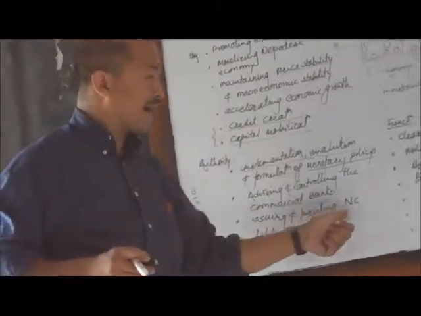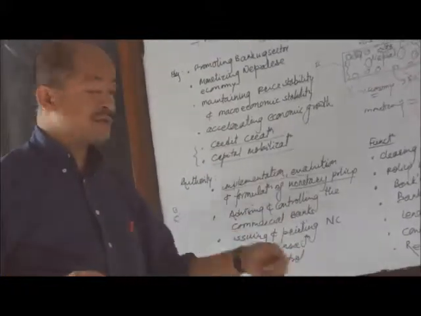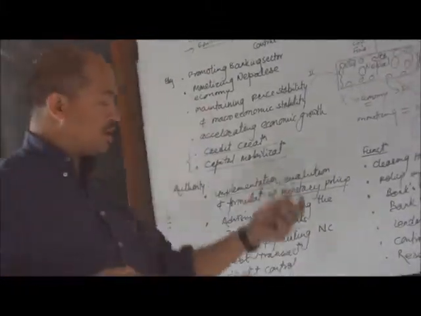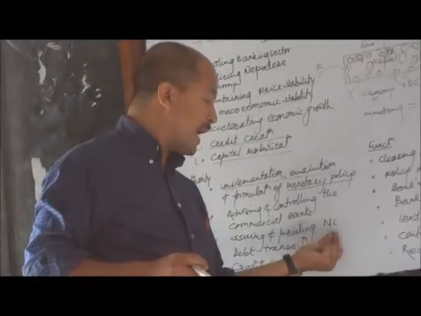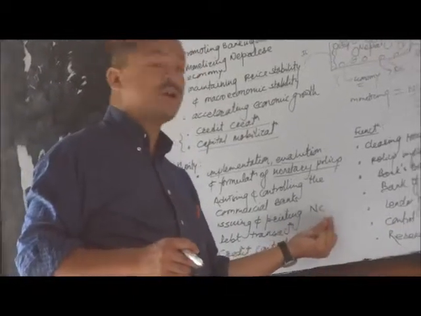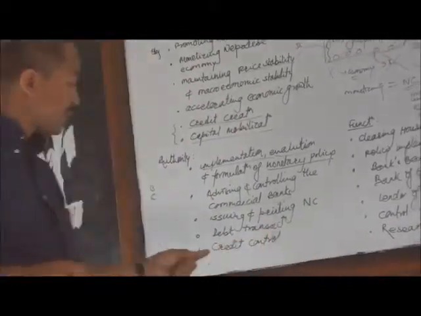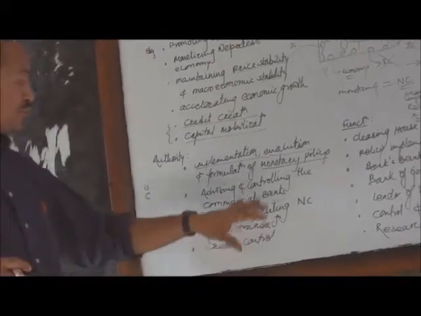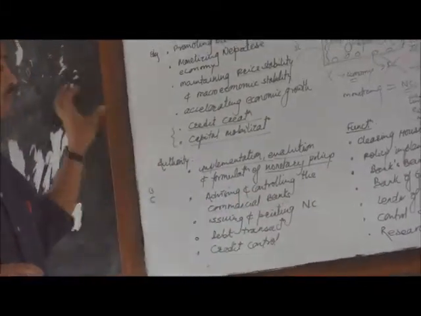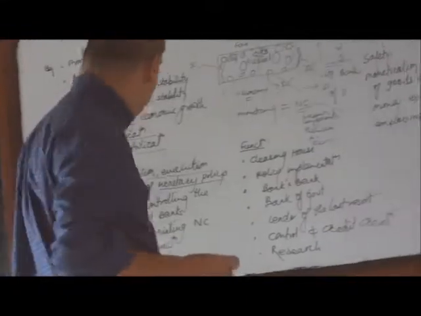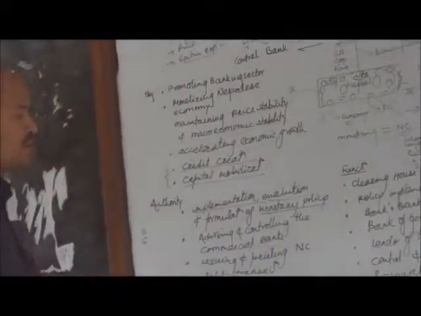Issuing and printing notes is the central bank's major concern. The central bank has the responsibility to monetize the economy, the whole country's economy, by issuing, printing and circulating the Nepali currency. Transaction and credit control are also the authority of the central bank. Now, what are the functions of the central bank?